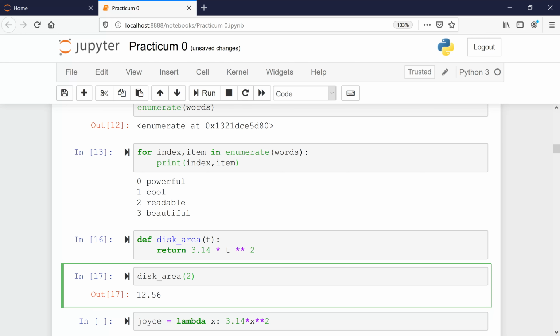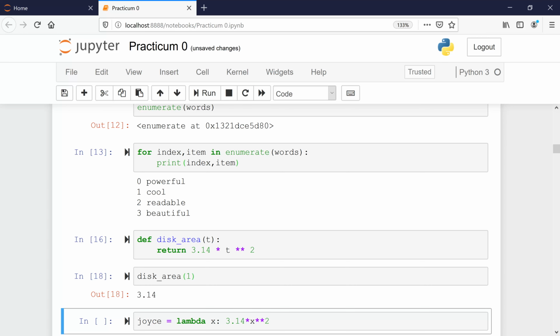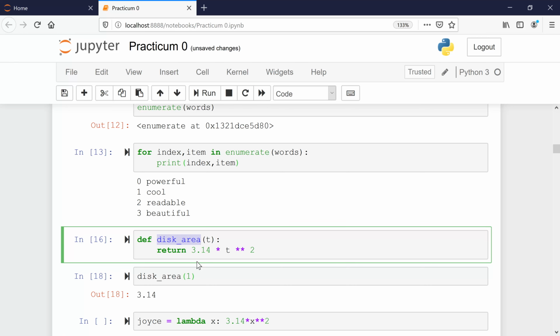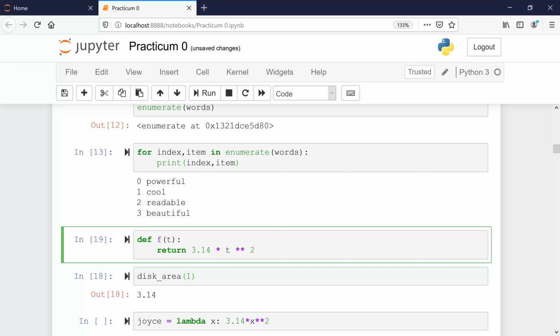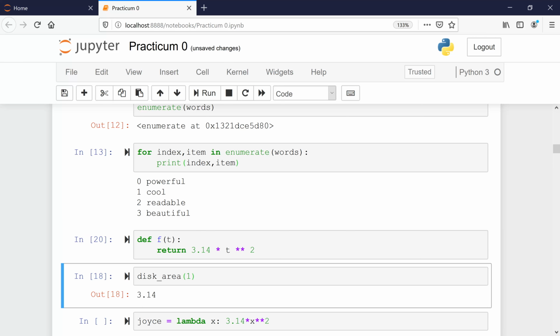So let us try this area of 1. What we should get is pi, 3.14. But I can also call this function anything I like. This is your choice here, but of course the choice should be guided by simplicity and understandability of the code. You can put actually f, but if you put f here, what is f doing? What is the meaning of f? It's not clear.